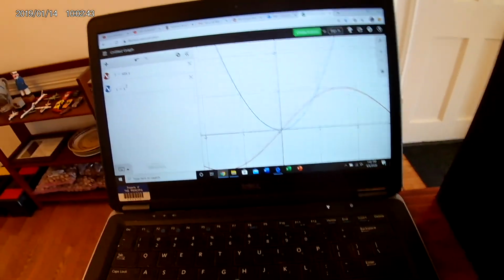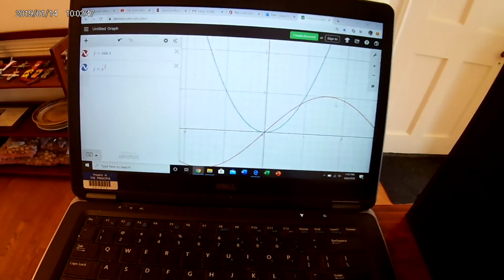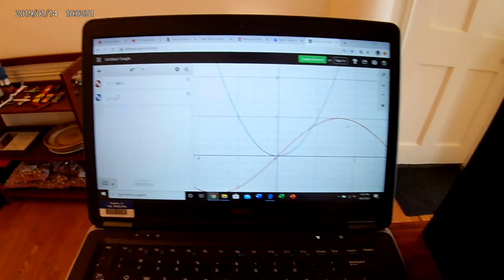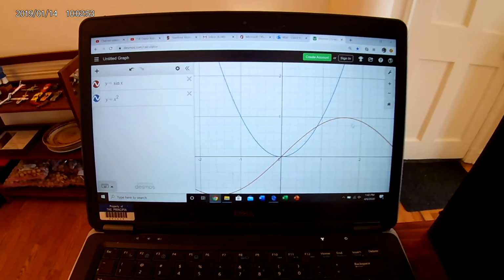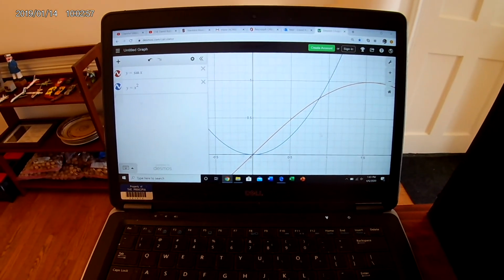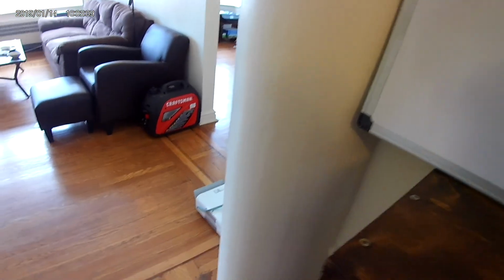In fact, it looks like they both intersect at 0, 0 is one place. And that makes sense because the sine of 0 is 0, and 0 squared is 0. So one point of intersection is 0, 0. If we zoom in, it looks like the other point of intersection is right there. So I'm going to write these points on the board here. There are two solutions here.